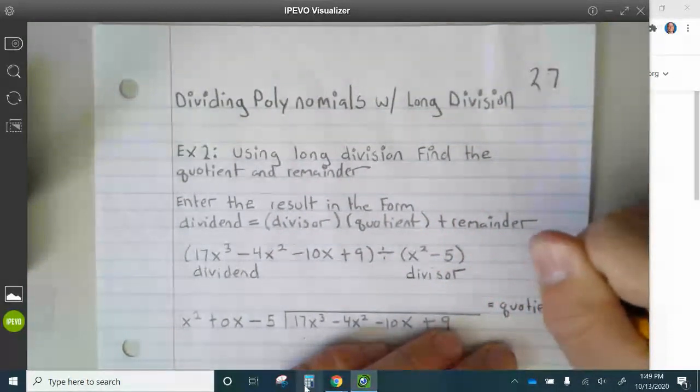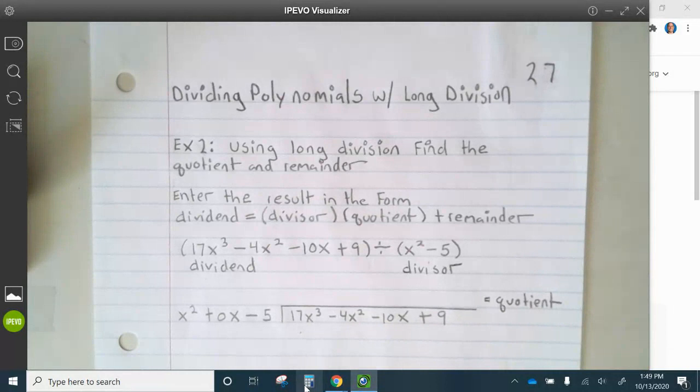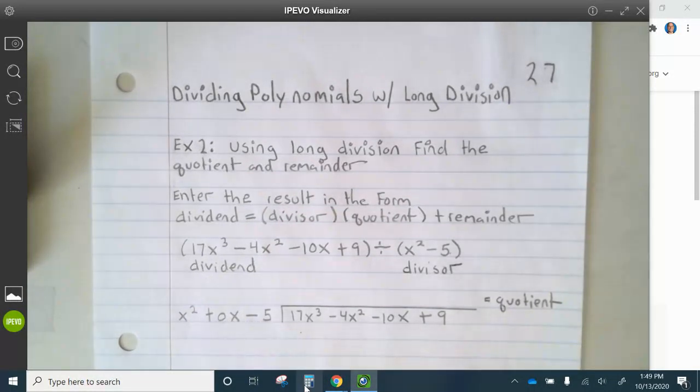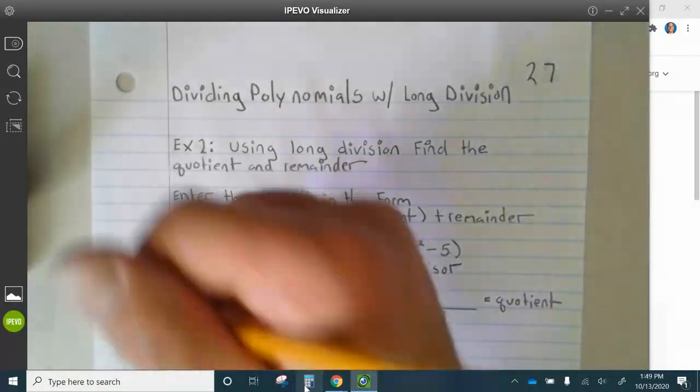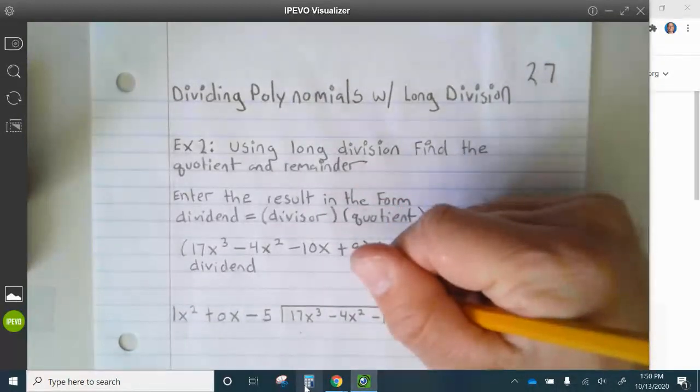Now notice it says x squared minus 5, but I wrote x squared plus 0x minus 5. Now let's make sure we have 3, 2, 1, constant, so this is good. So all the exponents are accounted for. Let's do the long division. Let's go ahead and put a 1 here. And you ask yourself, what do you multiply 1x squared by to give you 17x cubed? The answer to that is 17x. Notice that's an x, so it's in the x column.